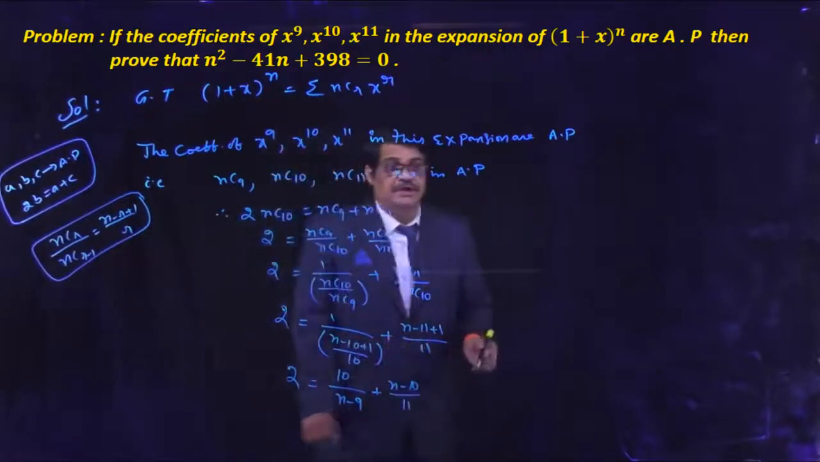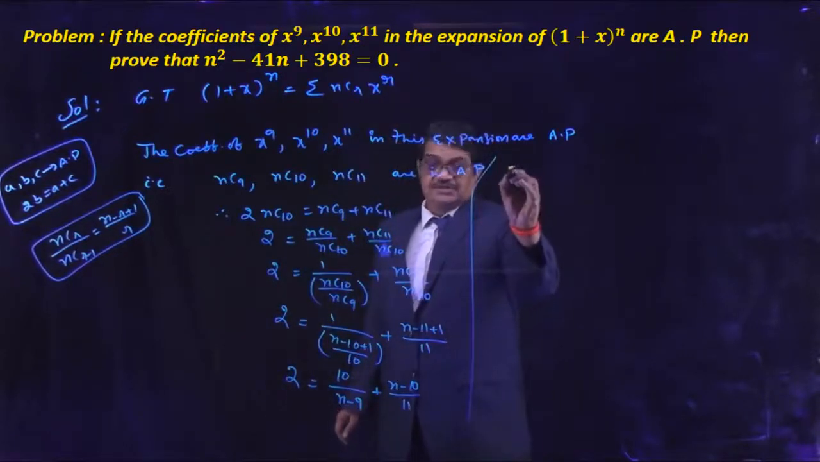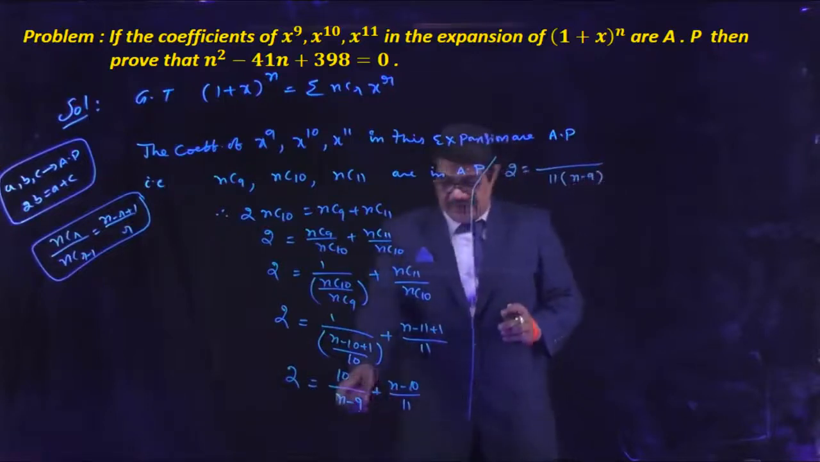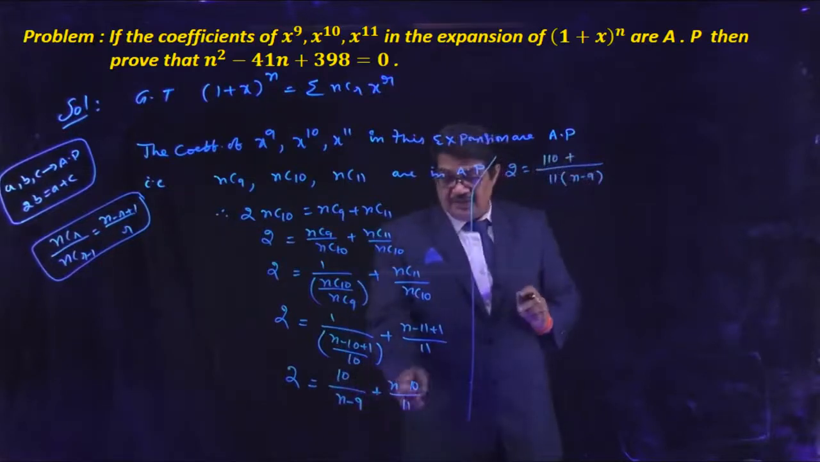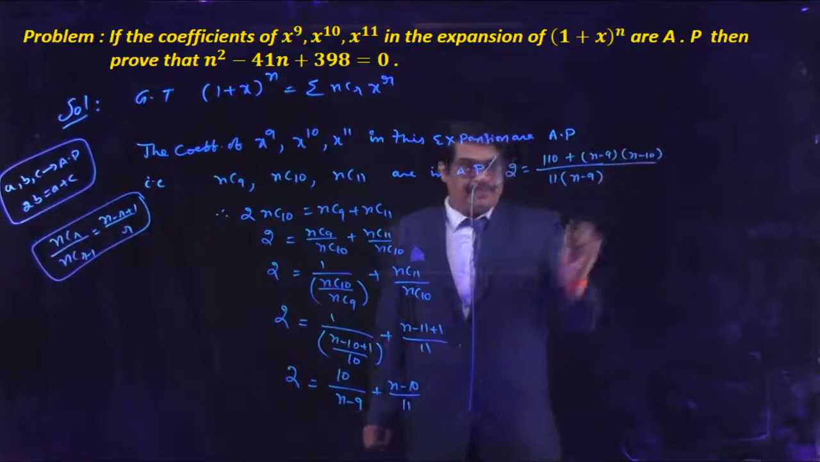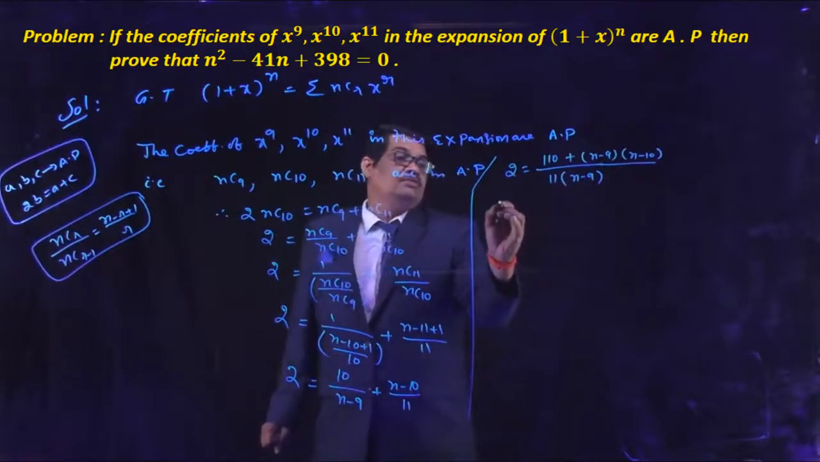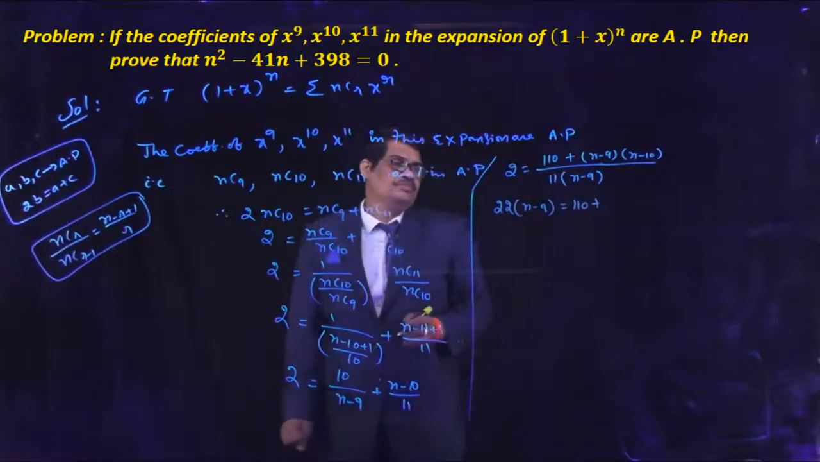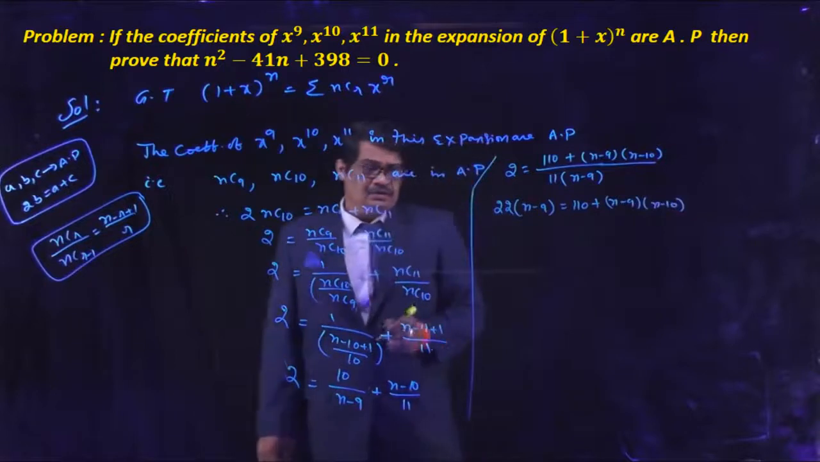Now taking the LCM, we write 2 = [110 + (n - 9)(n - 10)] / [11(n - 9)]. Now we move this term to the LHS, that is 2 into 11(n - 9), that is 22(n - 9), equal to 110 + (n - 9)(n - 10). Now we are multiplying with 22.